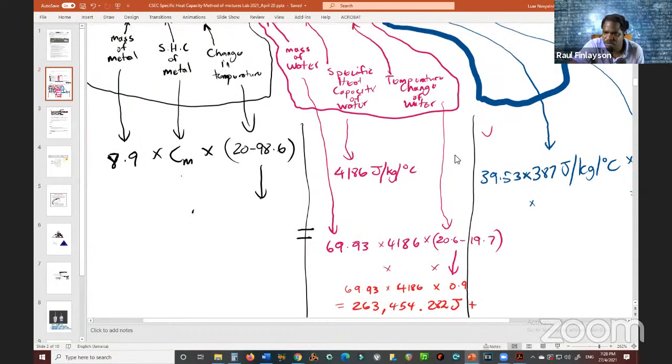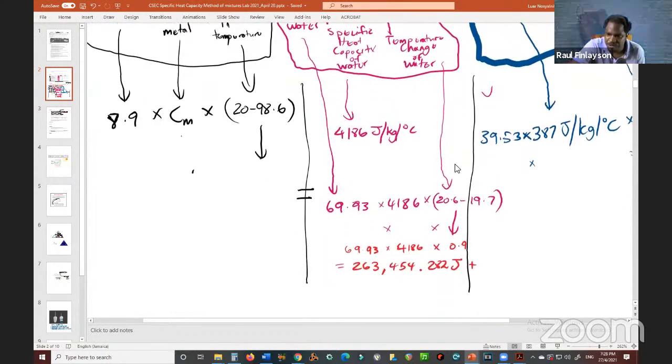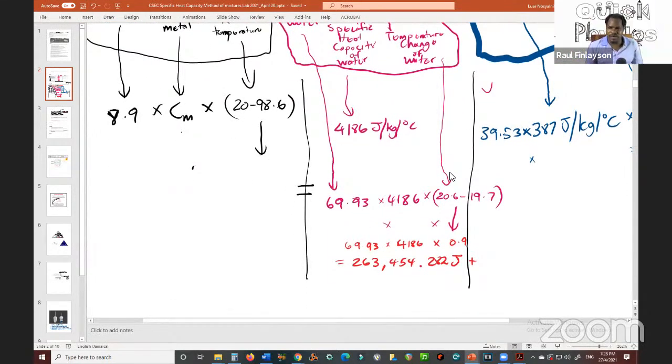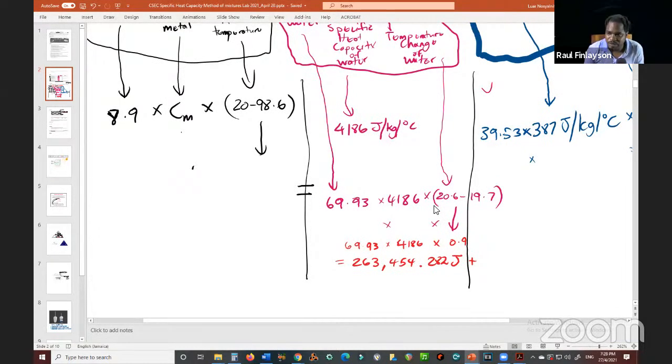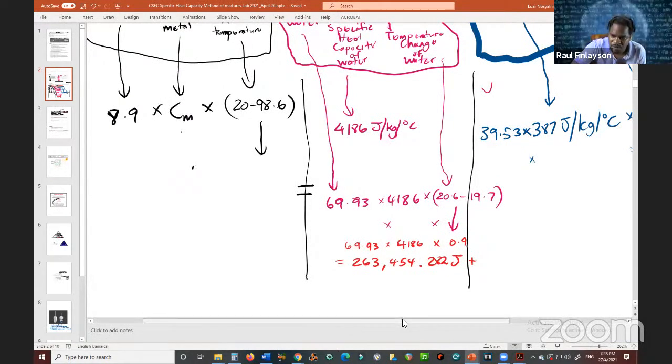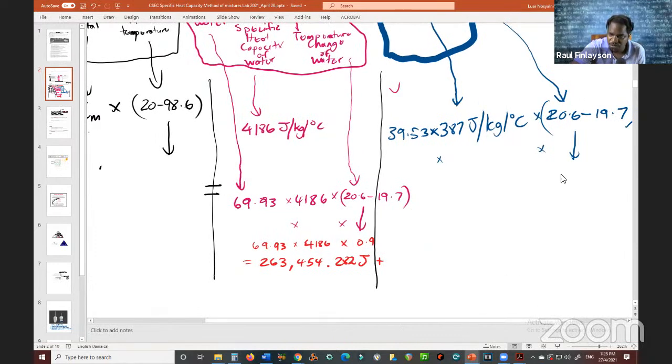Or rather, is this the calorimeter then? Yes, the calorimeter. All right, so remember that because the water is in the calorimeter, both of them are going to have the same temperature eventually. So this 20.6 minus 19.7 will give us the same 0.9.